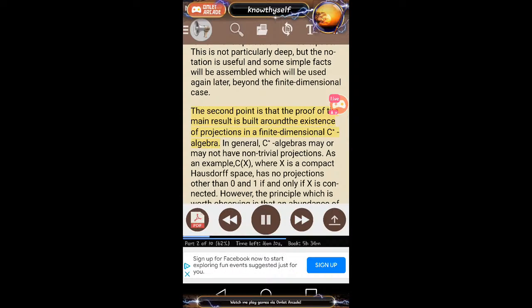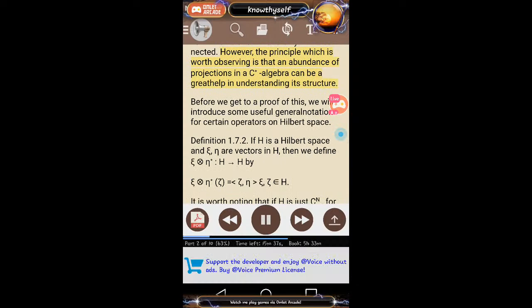The second point is that the proof of the main result is built around the existence of projections in a finite dimensional C*-algebra. In general, C*-algebras may or may not have non-trivial projections. As an example, C(X), where X is a compact Hausdorff space, has no projections other than 0 and 1 if and only if X is connected. However, the principle which is worth observing is that an abundance of projections in a C*-algebra can be a great help in understanding its structure.